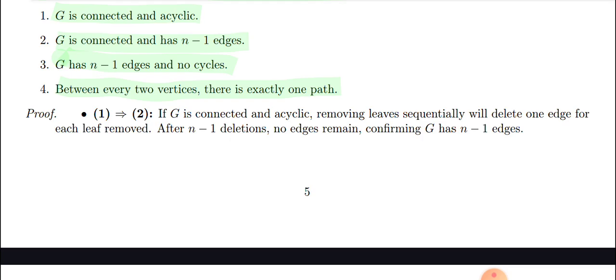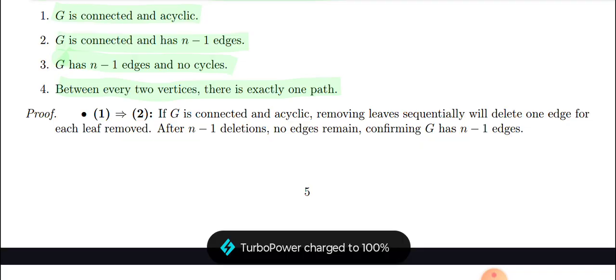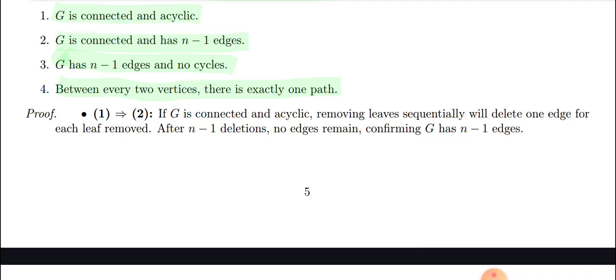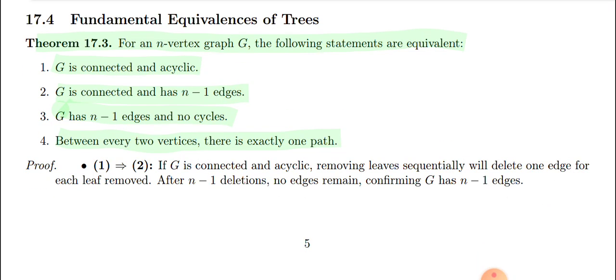Let's trace the logic connecting them. Understanding the proof sketches is really the key to deep understanding. So how do we show that number 1, the standard definition, implies number 2, the numerical constraint? We use that sequential leaf removal trick we just talked about. If G is a tree, we know it's connected and acyclic. Right. Theorem 17.2 guarantees we can find a leaf, delete it and its single edge, and be left with a smaller tree. We can just keep doing this one leaf at a time. You peel it like an onion. Exactly. You repeat this n-1 times. You start with n vertices, you end with one single vertex left.